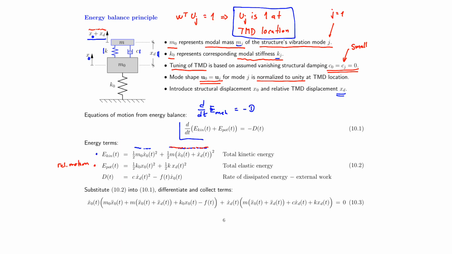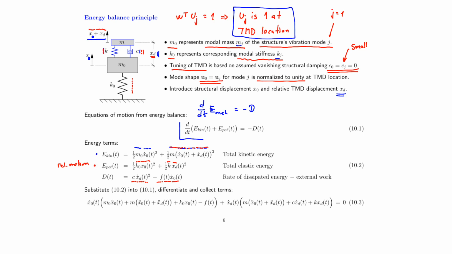So we deform the structural spring, so that provides us with the potential energy K0 times the deflection x0 squared. And then we also deform the TMD spring, and that is K times the relative displacement squared, that's this xt squared. On the right hand side, we have dissipation of energy by the viscous dashpot of the TMD, and that's c times the velocity xt dot squared. And if we have any external loading, F, it's multiplied by the velocity to provide the work or the power produced by this external loading.